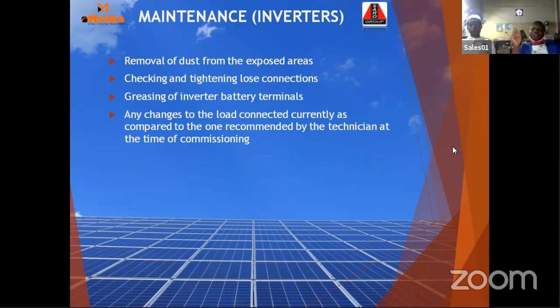So any changes to the loads, as compared to the one recommended by the technician at the time of commissioning, should be communicated, because it's within the warranty period. You need to make sure that the inverter is within the range that it is designed for. You don't put so much load on the inverter, so that you can get enough backup time. Because if you put so much load on the inverter, then the rate of wear is quite high. So we normally recommend that at most 50% of the load should sit on the inverter. Then you'll be able to get the maximum benefits out of it.